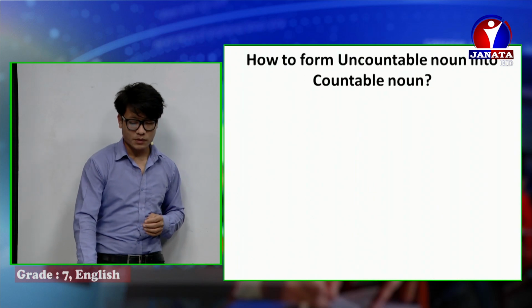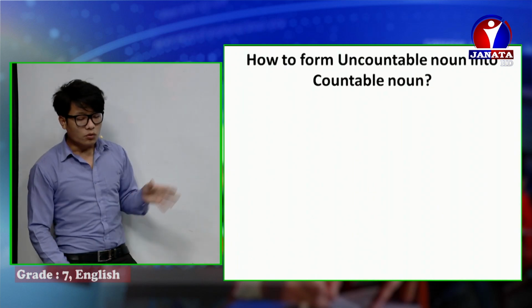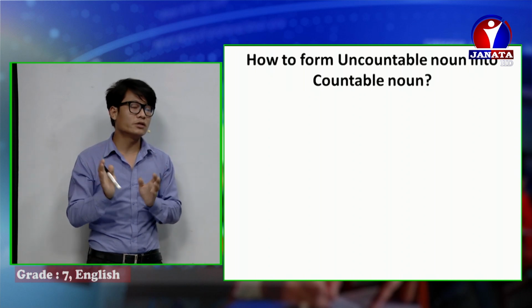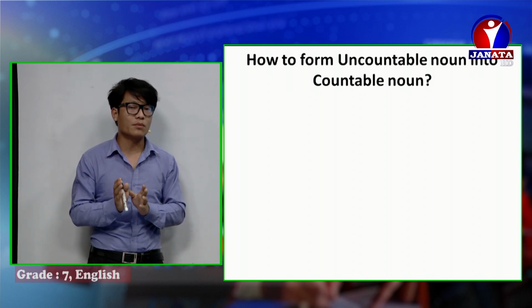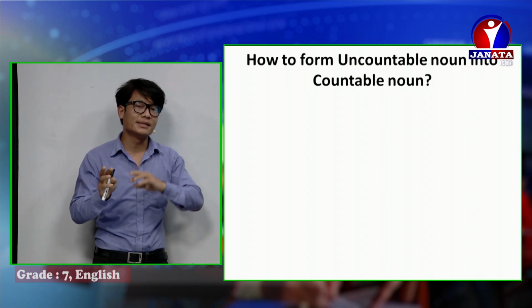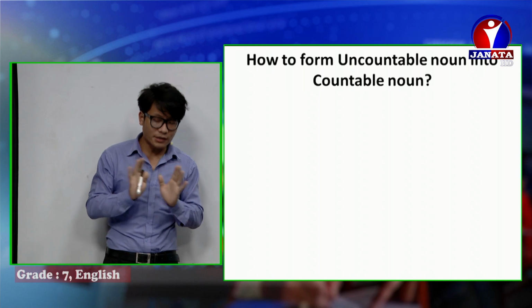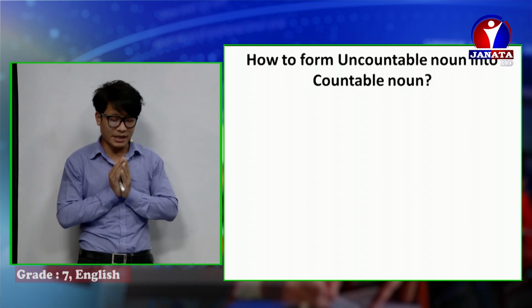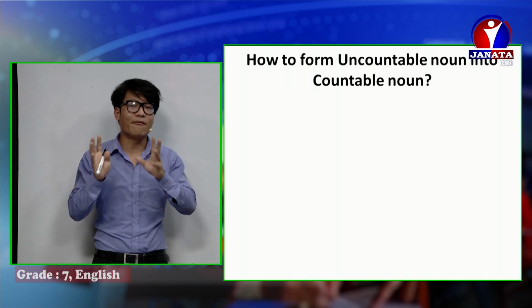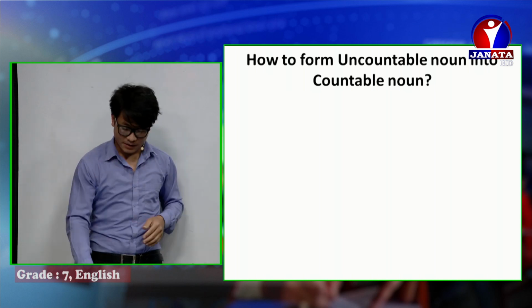Now, how to form an uncountable noun into a countable noun. An uncountable noun means one which cannot be counted in number, like water, rice, sand. Now we are going to learn how to make uncountable nouns countable with the help of other words.